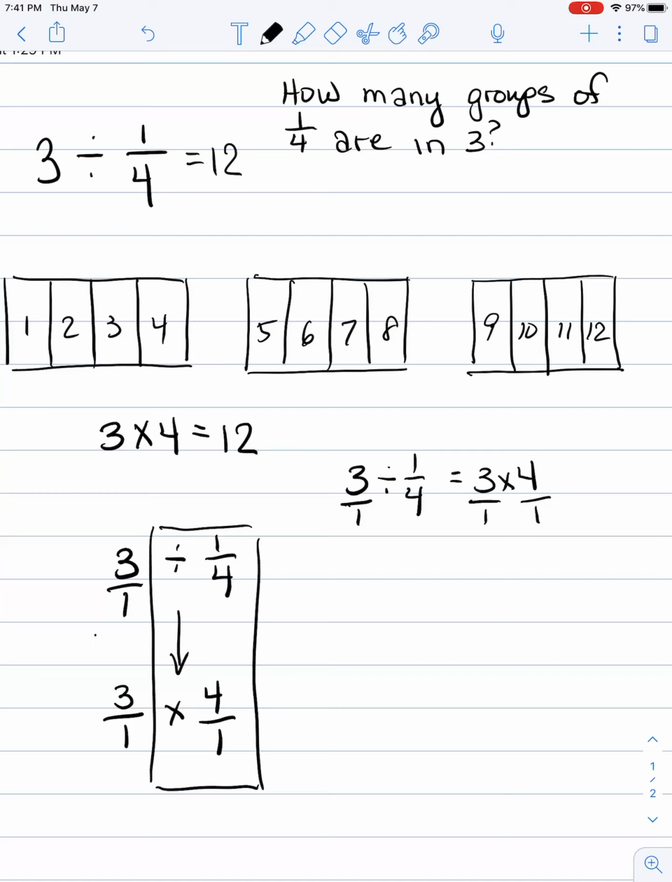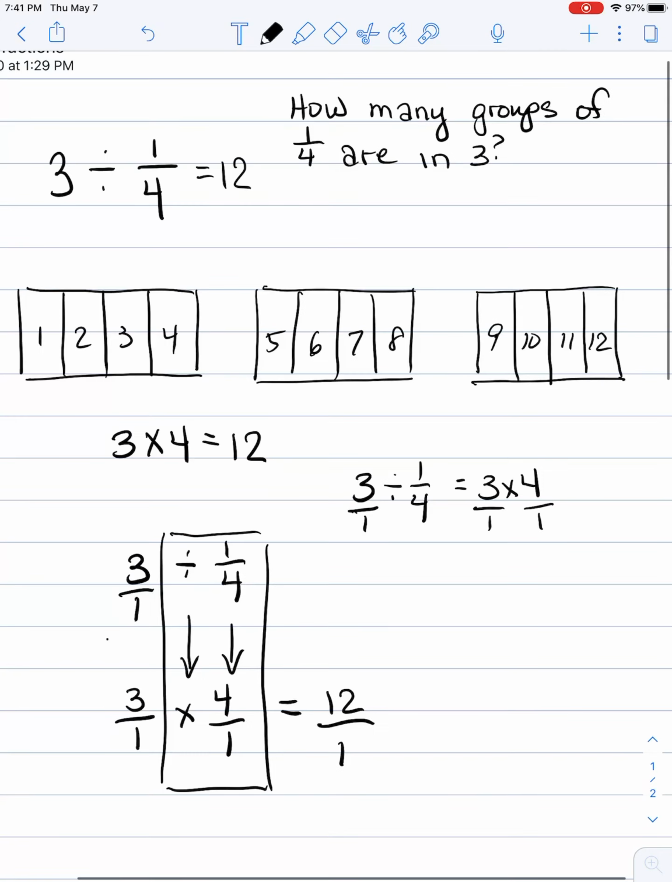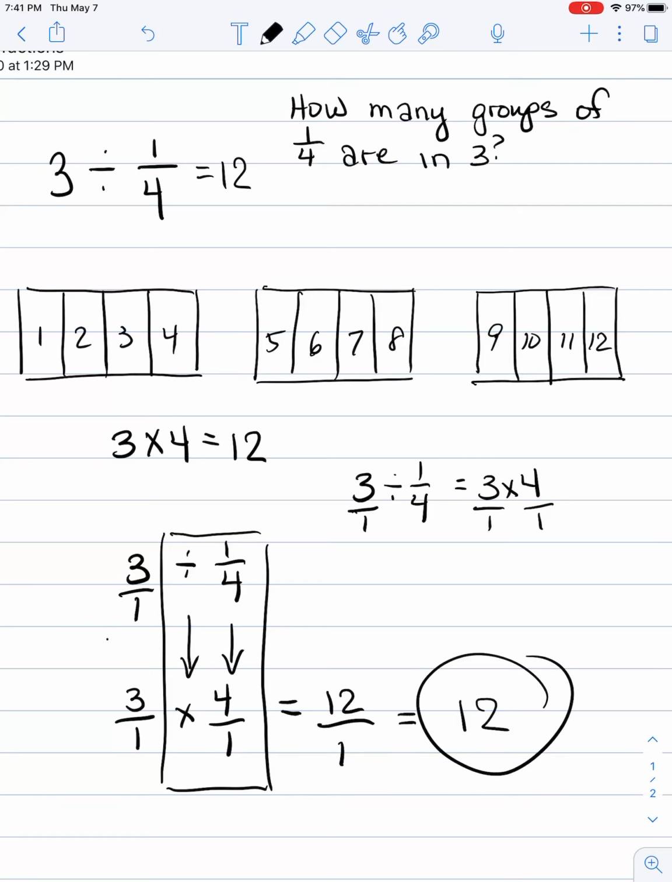So when you change division to multiplication and you change the fraction to its reciprocal, you will get the same value as when you divide. And so that's why we can use this to remind ourselves how to divide fractions.